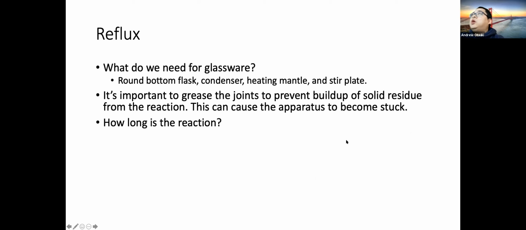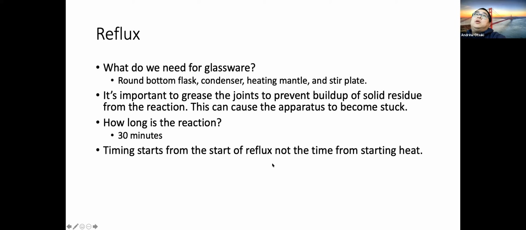Okay, so the reaction is 30 minutes. Here's a good question: do we start the 30 minutes from when we turn on the heat, or do we start when it starts refluxing? All right, think about that for a bit. I'm going to come back to it in a minute, or right now, actually. When you don't start from reflux, you're actually wasting time, because it takes time to heat up to reflux.